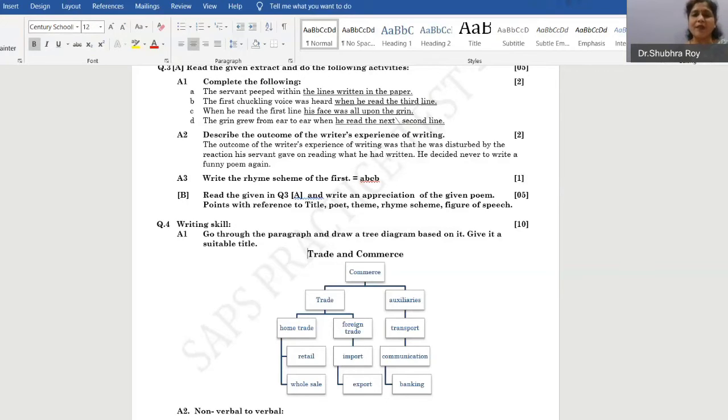Activity 2 is: describe the outcome of the writer's experience of writing. So here again, this is an interpretative type of question. You can write the answer on your own. I have just given you an ideal answer.